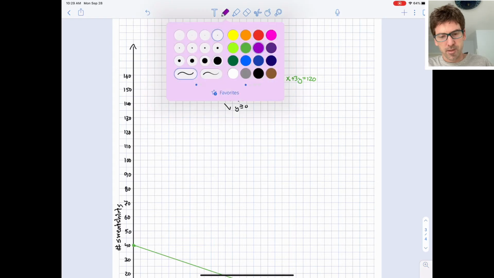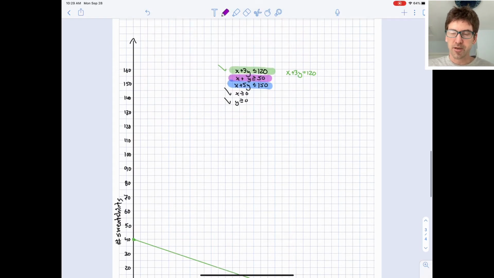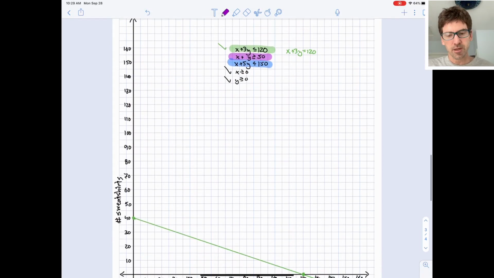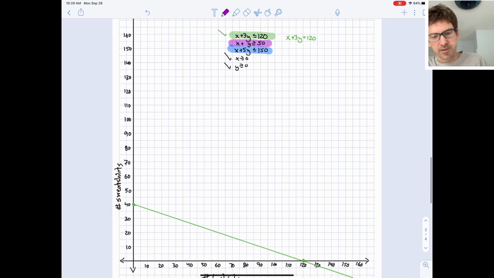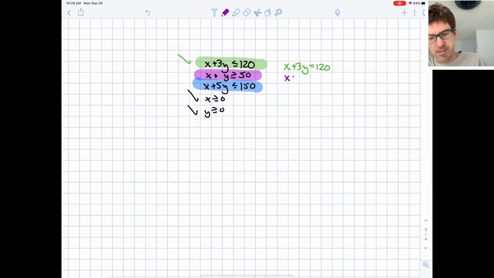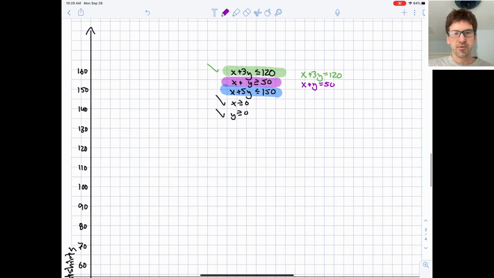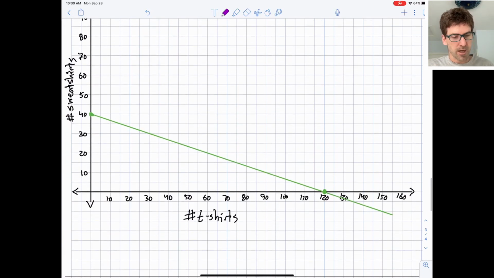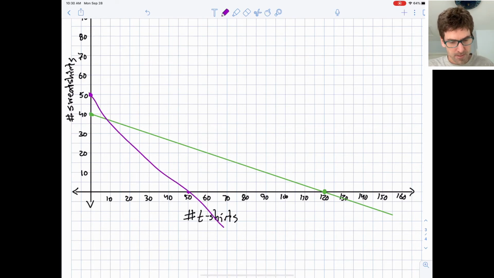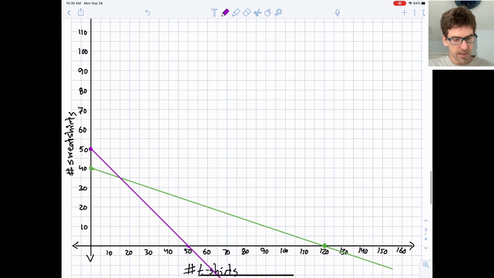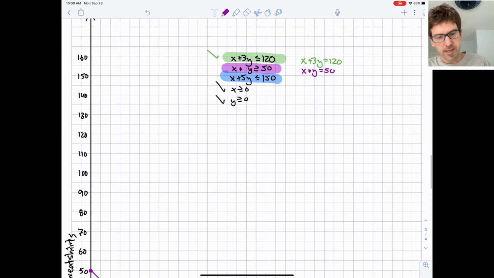Let's do our purple one. X plus y is greater than or equal to 50. We'll do some shading down the road, but let's plot the boundary line first, which is x plus y is equal to 50. Okay, so that's a pretty easy one to plot. We just have two intercepts at 50 on the y-axis and 50 on the x-axis as well. Let's go ahead and plot that one. Looks like right there.